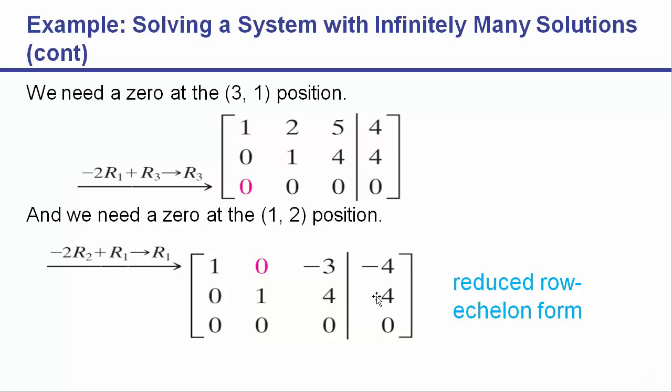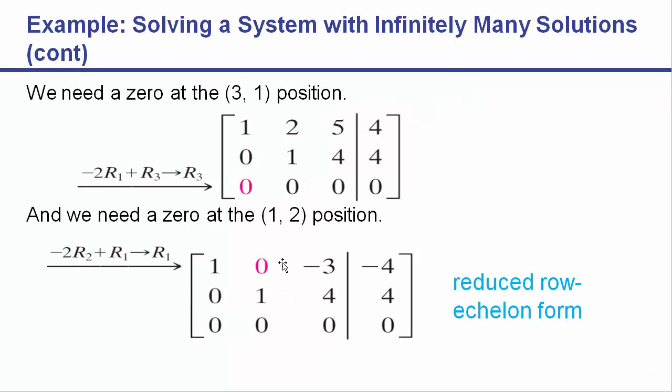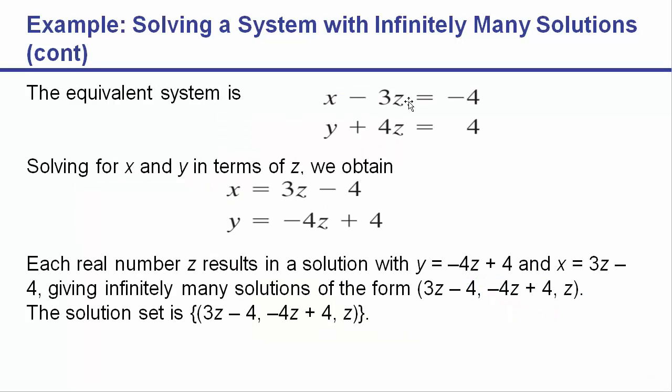But we still want to put it in reduced row echelon form. So we get it looking like this. We get rid of the 0 here, right? Because we still have this 1, so we can get rid of that one. But we can't get rid of this 3 because we don't have a number down here. So this is as reduced as we're going to get it. Once we have it in that spot, then we put it back into the equations, right? So x minus 3z equals negative 4, y plus 4z equals 4. That's where these come from.